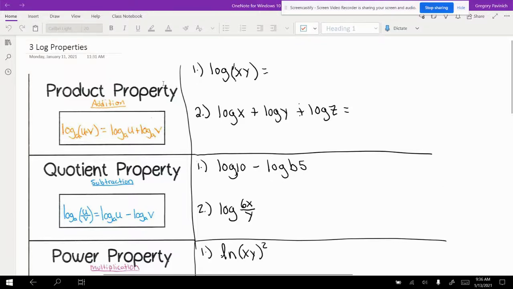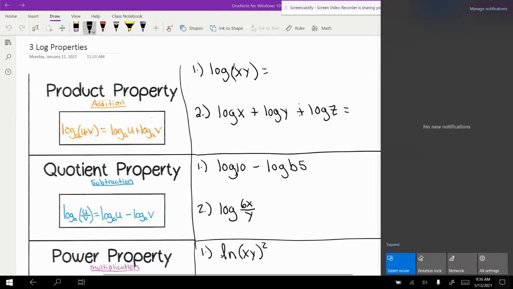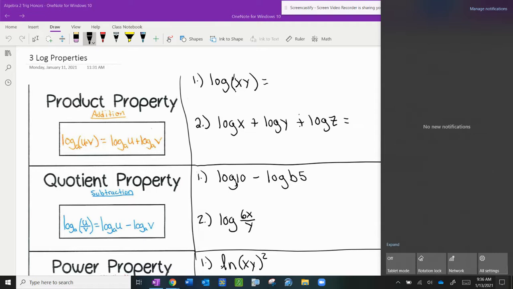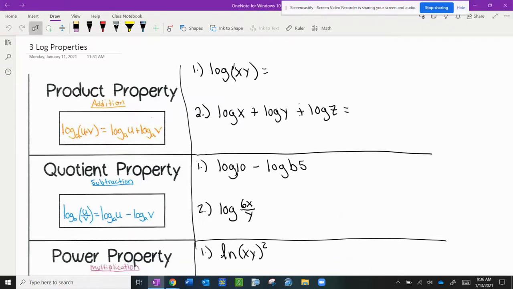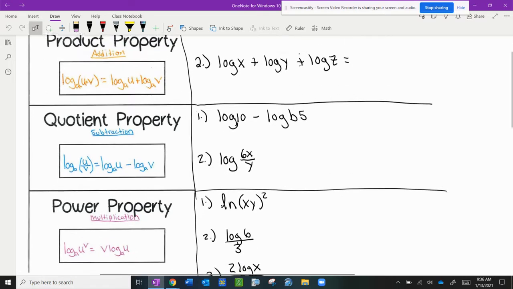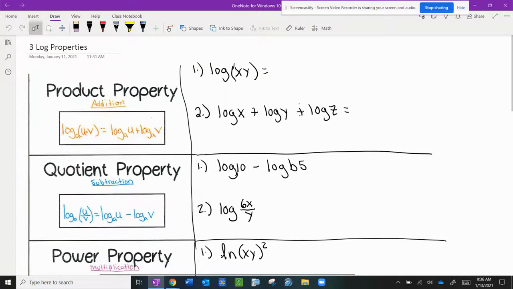Okay, today we are going to look at our three log properties. It's a little bit different than the properties we've worked with before, which are solving one-to-one and changing base. Today we're going to learn about the product property, the quotient, and the power property. We're going to use these properties to expand and condense a log.